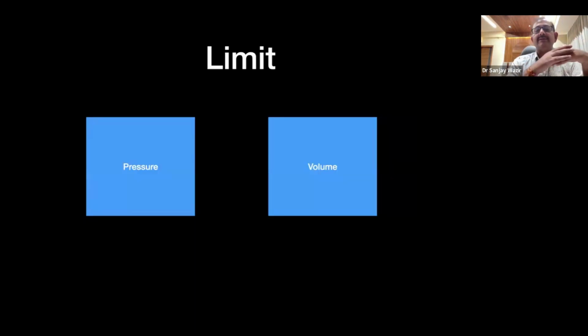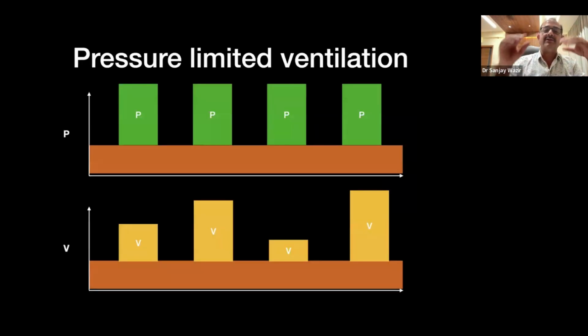Now, the second thing, as I said, we need to decide what the limit is. Limit means that there is pressure limited ventilation or volume limited ventilation. As the name suggests, the pressure is limited. So the ventilator is told, I order you not to go beyond 20 PIP.